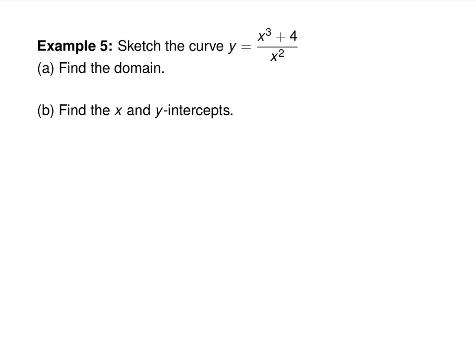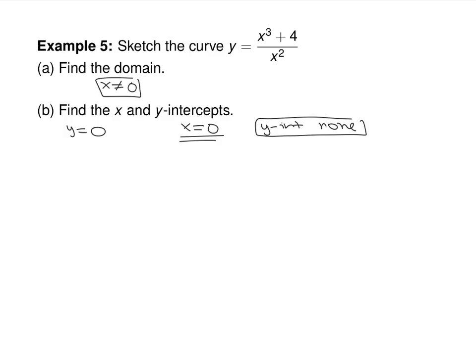Okay, so find the domain. Only one thing x can't be. What's that? 0. Okay. Find the x and y intercepts. So set y to 0, set x to 0. Oh, can you set x to 0? No, so for y-intercepts, there are none. This graph will not cross the y-axis.